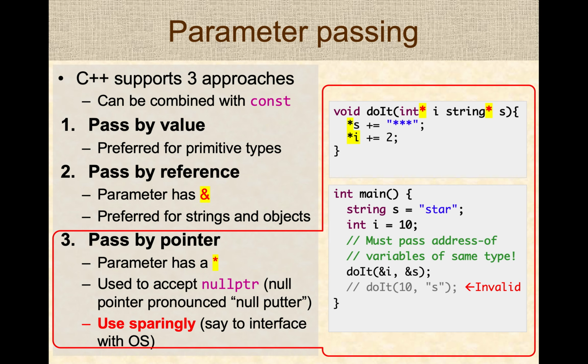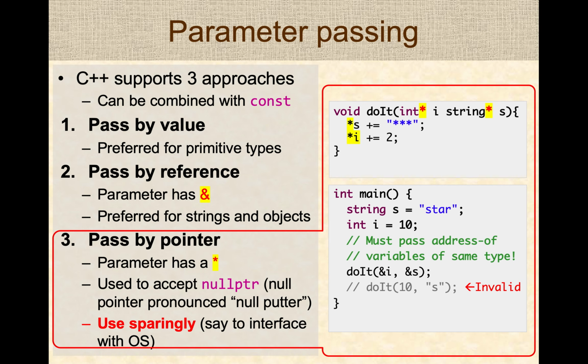In general, we will not use pass by pointer often. The only advantage of pass by pointer over references is that you can pass a null pointer to those methods. With references, you will never be able to pass a null pointer. So references give you that extra line of defense where you will never get a null pointer exception. Versus with pointers, you can get null pointers, so we'll use it very sparingly.